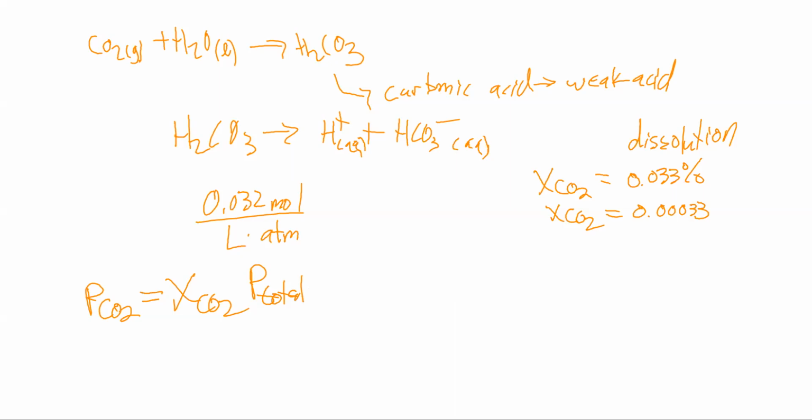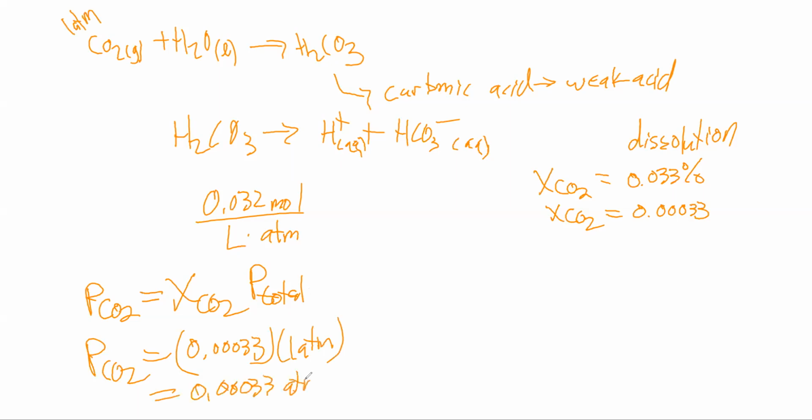So when we go back to the problem, 1 atmosphere. It says that we're going to expose this at 1 atmosphere. So that means that the pressure of our CO2 is 0.00033 times 1 atmosphere, which is really 0.00033 atmospheres of pressure.